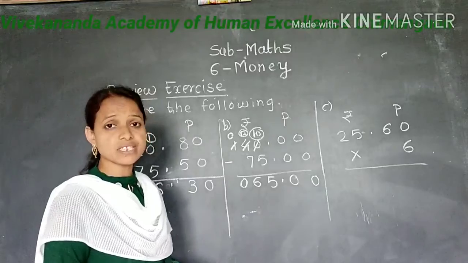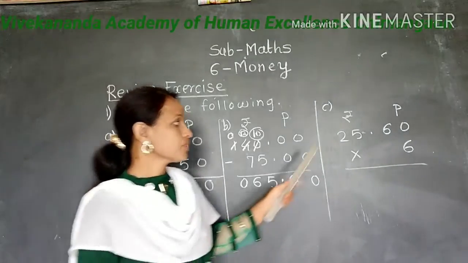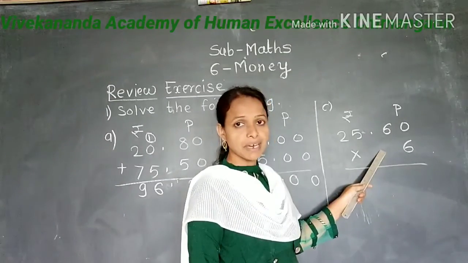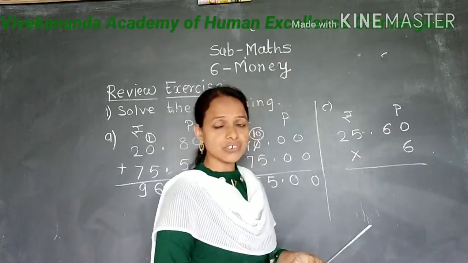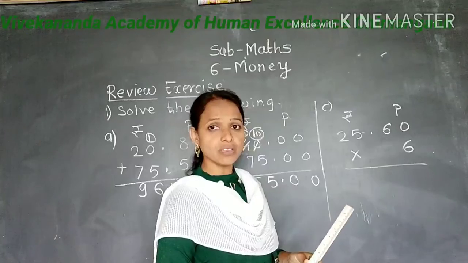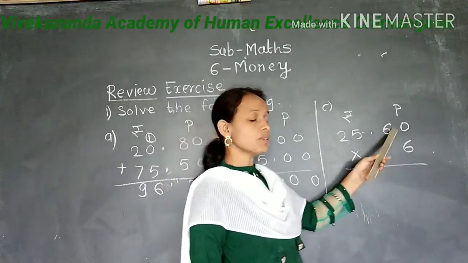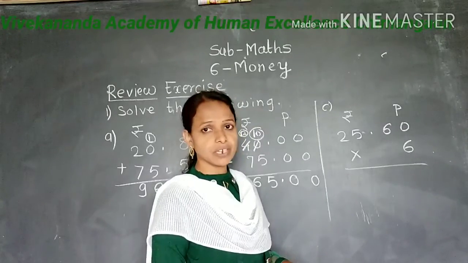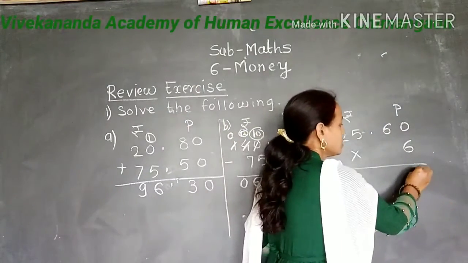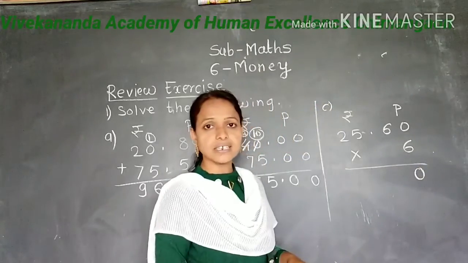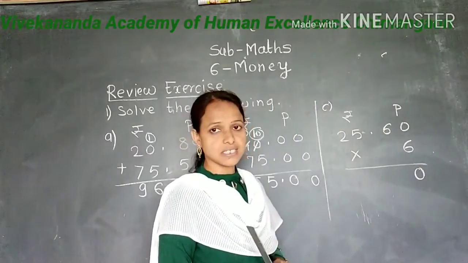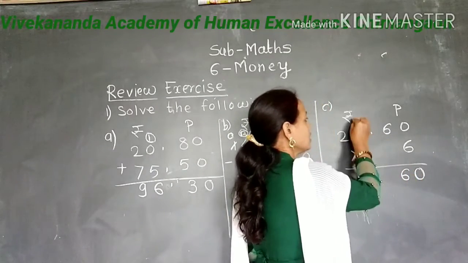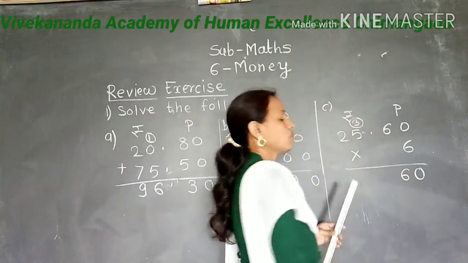Okay. Now we will see the third example. Here 25 rupees 60 paise. We have to multiply by 6. So we have learned multiplication of money by a whole number. Okay. So first we multiply 0 by 6. When we multiply 0 by any number, we get answer 0. So right here 0. Then we multiply 6 by 6. 6 6s are 36. So right here 6 and 3 carry.